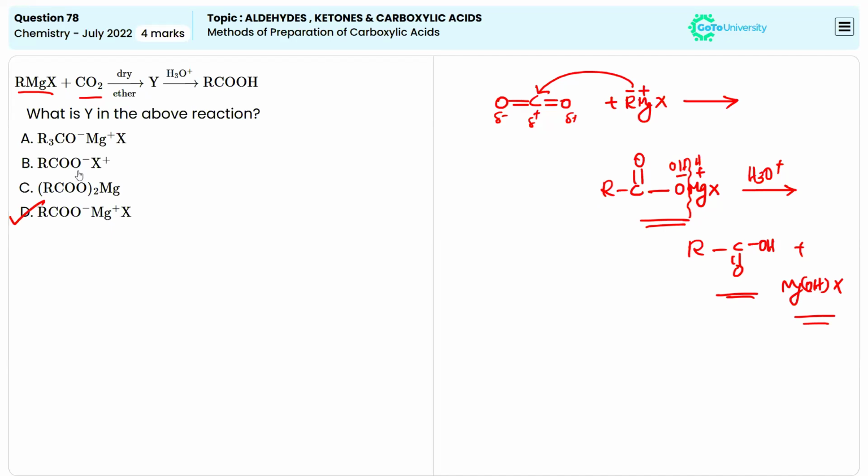So these are the questions from aldehydes and ketones. Hope these questions are clear. So in the next class, we will discuss some other chapter.